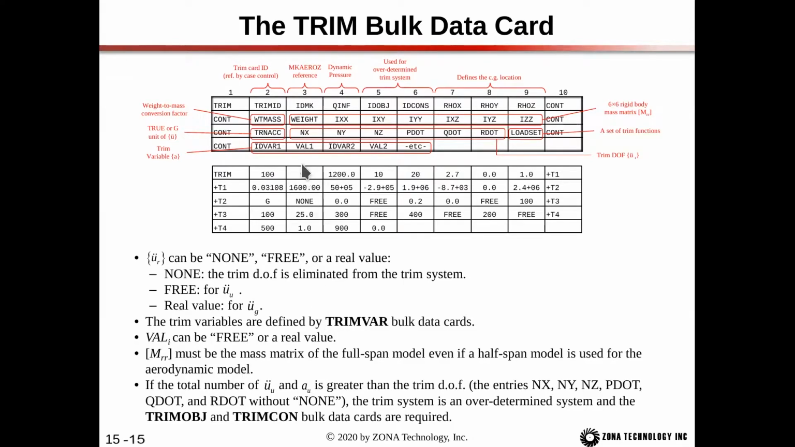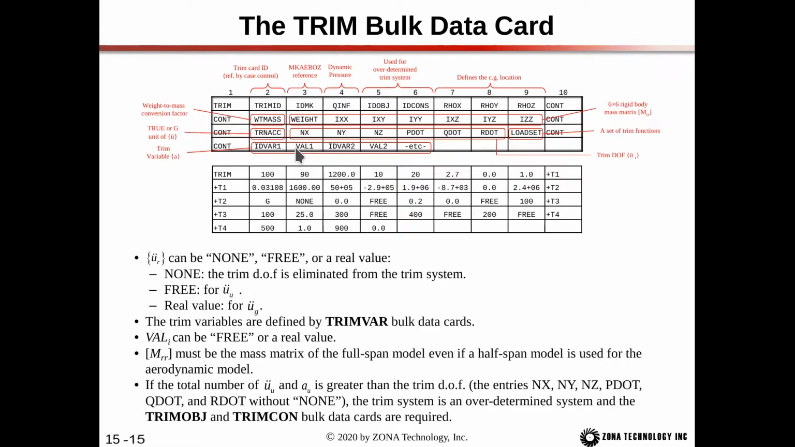So for example, if you want to use the trim analysis to calculate what the loads are if the angle of attack is fixed to be 1 degree, then this ID var could refer to the trim var card that defines alpha as your trim variable, and then your value you would set to 1.